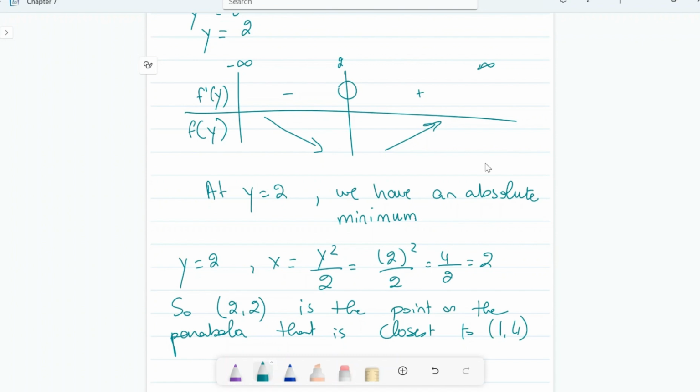So you might notice that the derivative is negative in the interval from negative infinity to 2. It's 0 at 2 and positive when y is greater than 2. Therefore, the function is decreasing in the first interval and then increasing, which shows that at y equals 2, we have an absolute minimum.